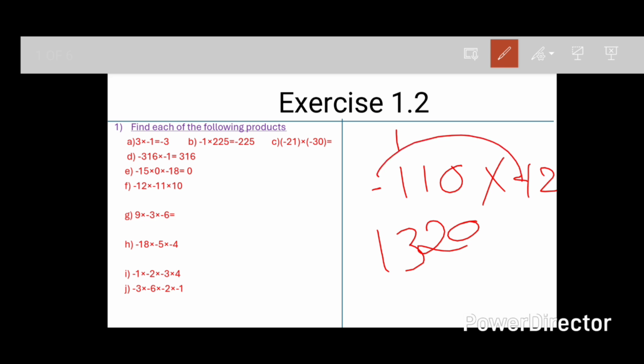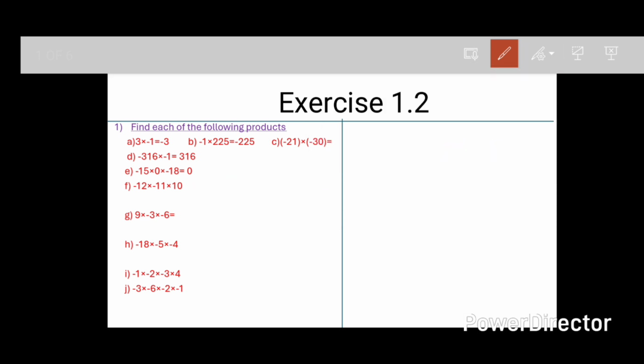Now minus into minus becomes plus. It is not necessary to write the plus symbol here. So the answer is 1320 for this sum.